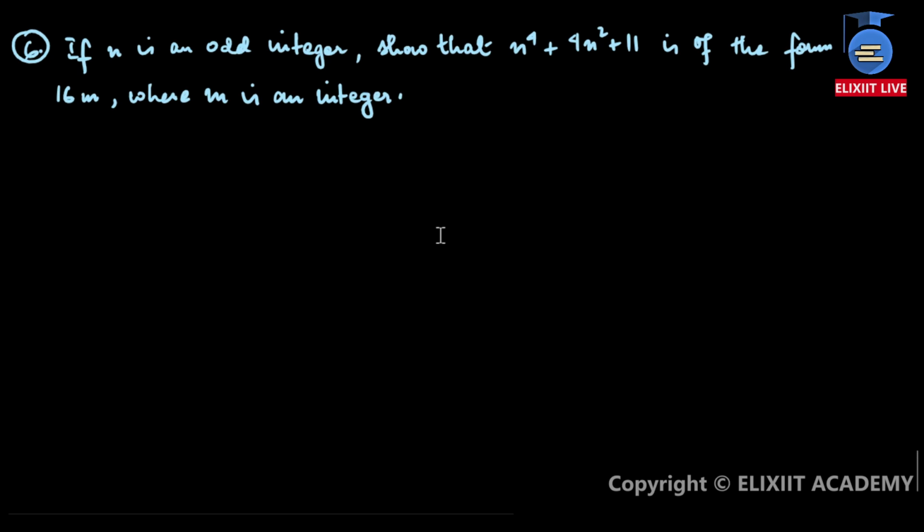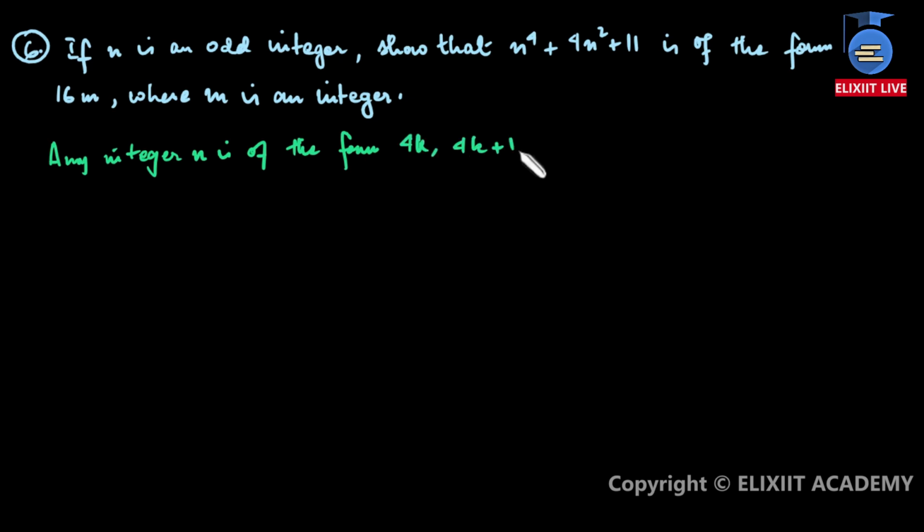I am going with his procedure, that is, in the division algorithm you put the value of b to be 4. In that case there will be certain extra cases, many even cases will be generated which actually have to be omitted. If you go by the division algorithm, then any integer, let's say n, is of the form 4k, 4k plus 1, 4k plus 2 or 4k plus 3.